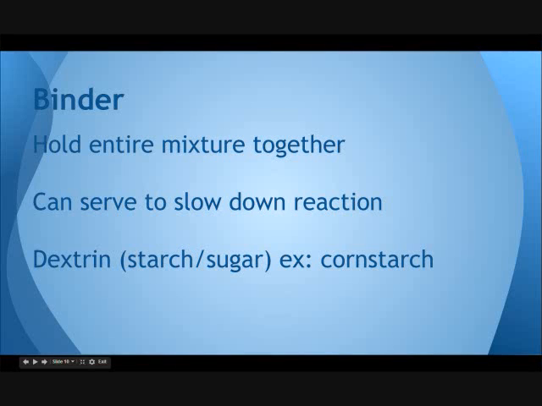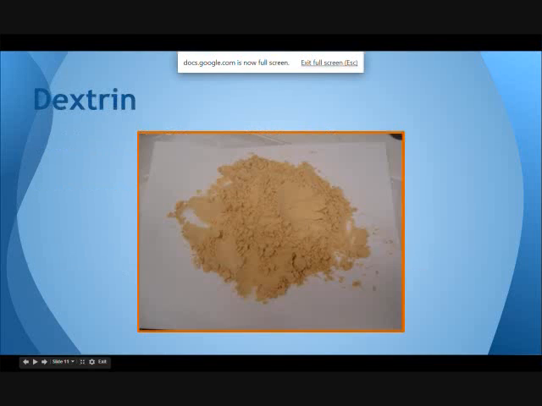Just like your binder sometimes makes it hard to remove papers easily, a binder in a firework makes it harder for all the chemicals to react at once, as their concentrations are decreased when additional substances, such as a binder, are added. The different forms of dextrin, a starch/sugar, are often used as a binder. The one we used in our fireworks was cornstarch. In this picture, what you see is dextrin.